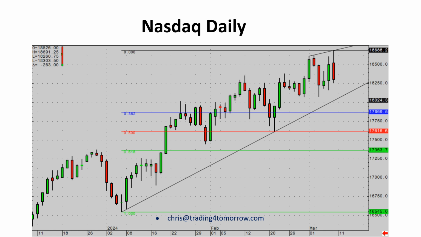Okay, moving on to Nasdaq. So I've got resistance at 18,688. I've got support at 18,024. It made a new high on Friday and then sort of closed lower. Part of that was Nvidia going from 5% up to 5% down. And yes, we've still got those upward trends at the moment, not broken.